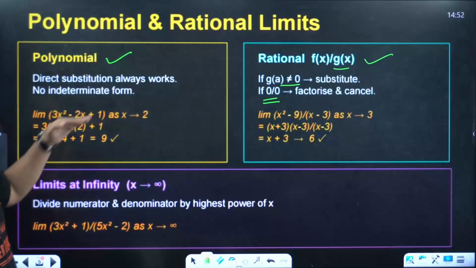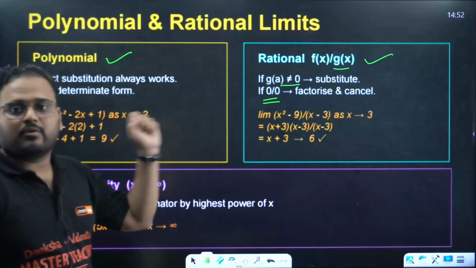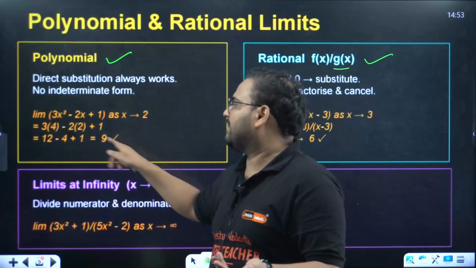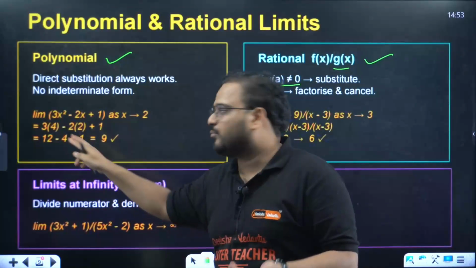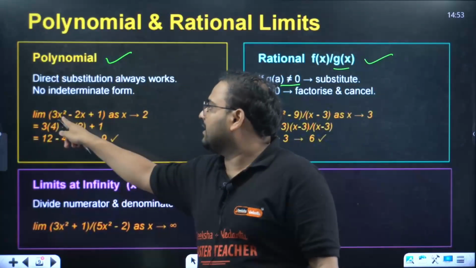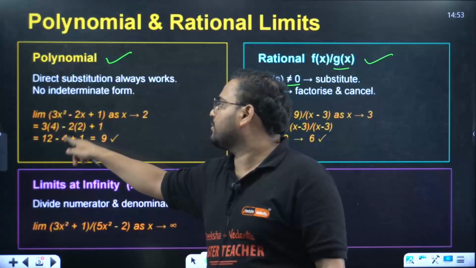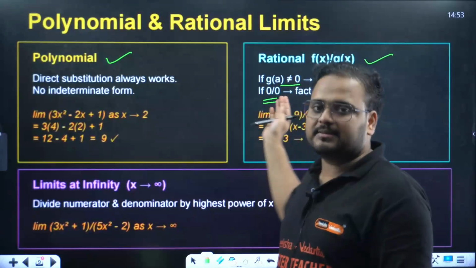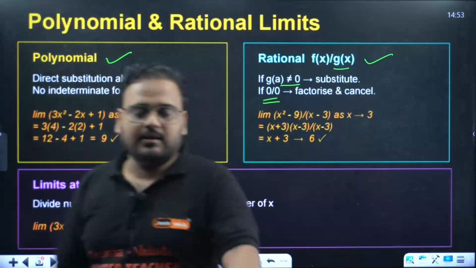Whenever we are dealing with those questions, most of the problems are solved using what? If it is direct in nature, we substitute and find the value. The example is on your screen right now. Put x as 2. You get 4 into 3 is 12, minus 4 and 1. Direct method. In the case of rational, you have to factorize it and then solve it. I've done an example like this right now.